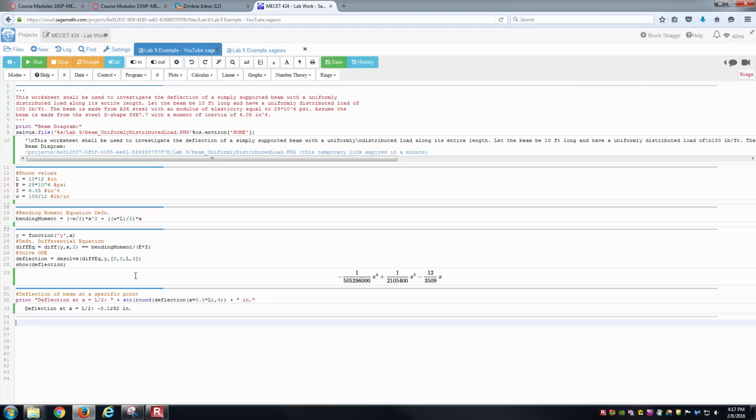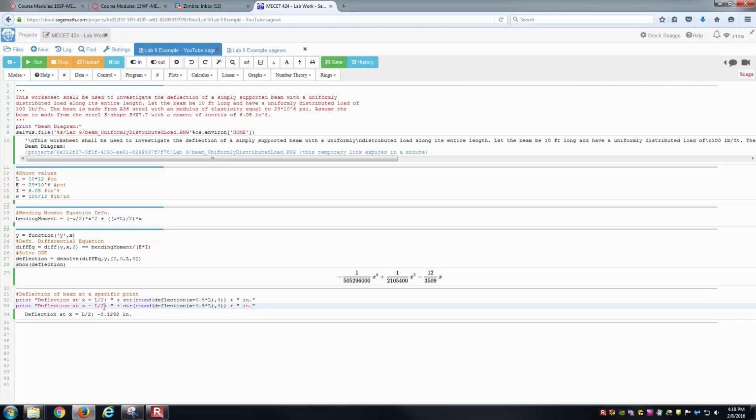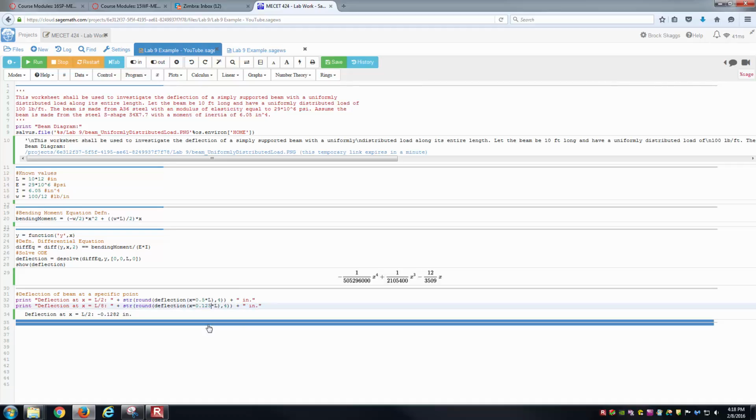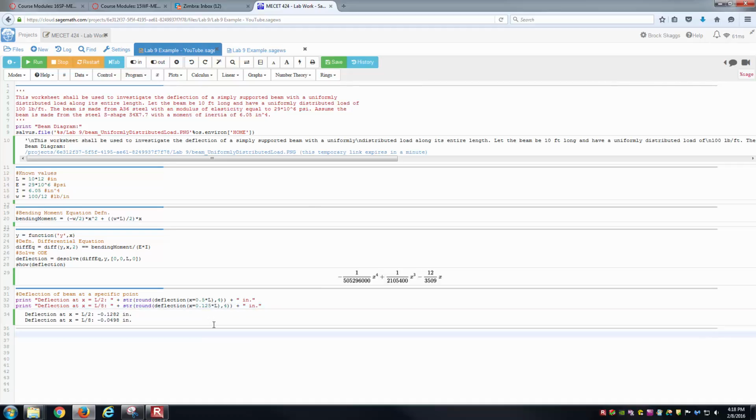And so what we're doing here is basically saying plug in the midpoint, x equals 0.5 times L, into deflection. This should return a number, and then we're rounding the number to 4 decimal places, and then we're converting that number to a string, is the last part here, in order to print it out to the text line here. I could just very quickly even then just copy and paste this and say, well, what's x equals L over 8? This would be 1.125, and get it there.